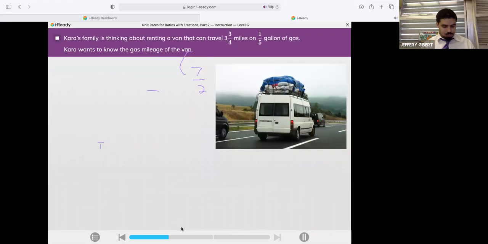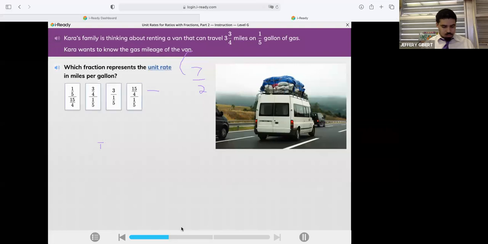Kara's family is thinking about renting a van that can travel 3 3/4 miles on 1/5 of a gallon of gas. Kara wants to know the gas mileage of the van. Which fraction represents the unit rate in miles per gallon? All right, we'll go with Sergio. Which one of these represents the unit rate in miles per gallon? Miles first. Okay, miles on top. So which one of these has 3 3/4 miles on top?